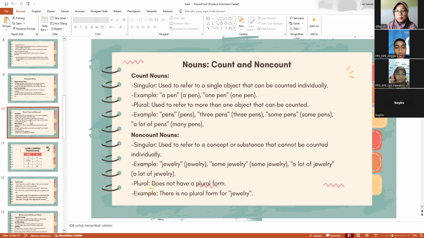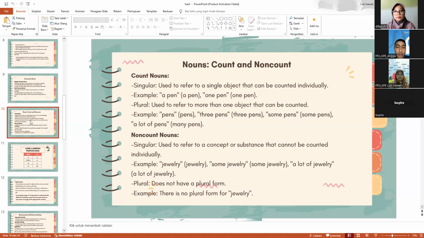Non-count nouns, singular: used to refer to a concept or substance that cannot be counted individually. Example: jewelry, some jewelry, a lot of jewelry. Plural: does not have a plural form. Example: there is no plural form for jewelry.